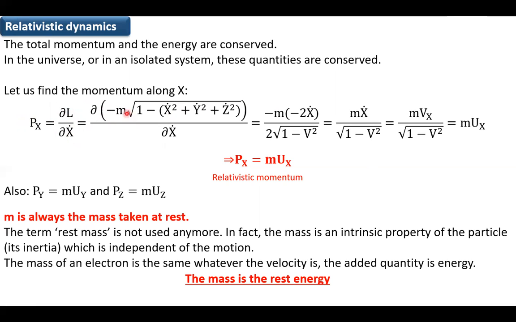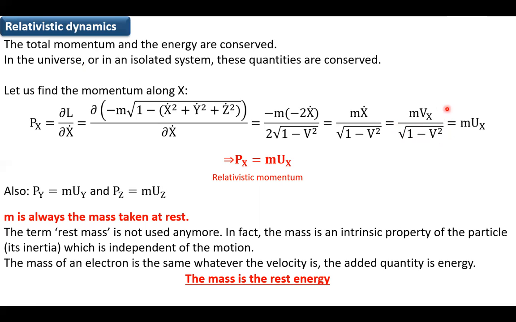So it's del of the Lagrangian, minus m radical of 1 minus x dot squared, y dot squared, plus z dot squared, over del x dot. The variable is x dot. So we consider the derivative of radical 1 minus x dot squared. It's minus 2x dot over 2 because you have a radical. So it's minus m times minus 2x dot over 2 radical of 1 minus v squared. Minus and minus gives a plus. You can remove the 2 from the equation, so you get m x dot over radical of 1 minus v squared, where x dot is the velocity along x, so it's vx. So it is m vx over radical of 1 minus v squared.